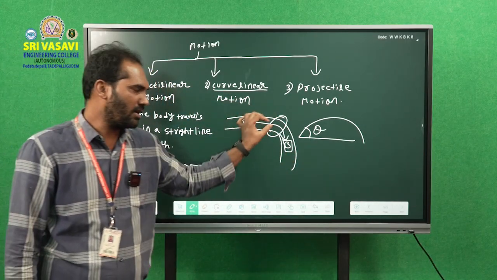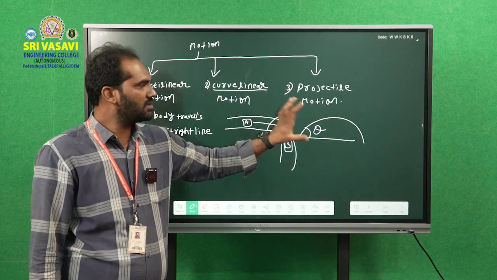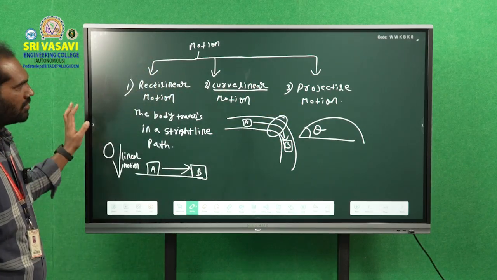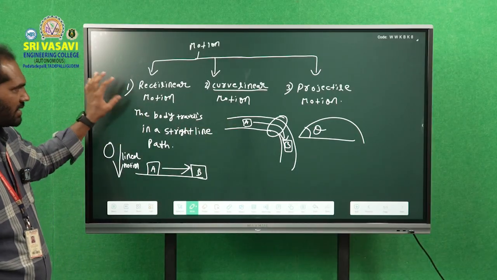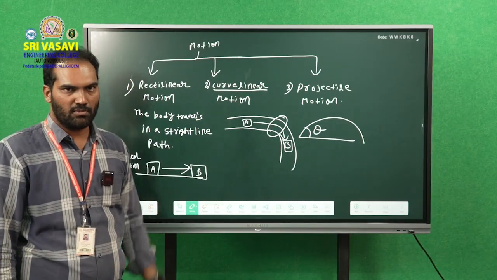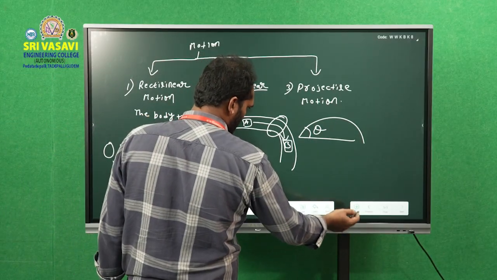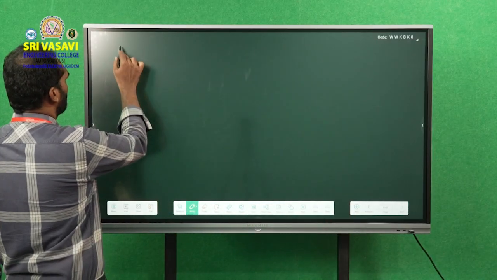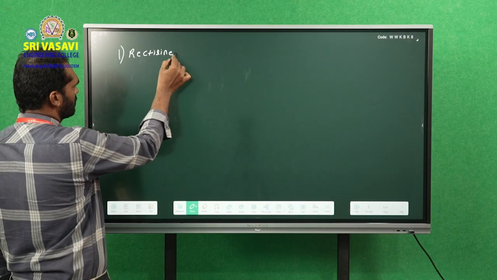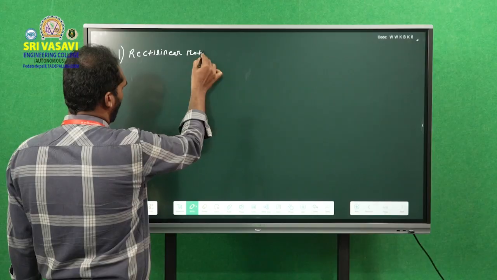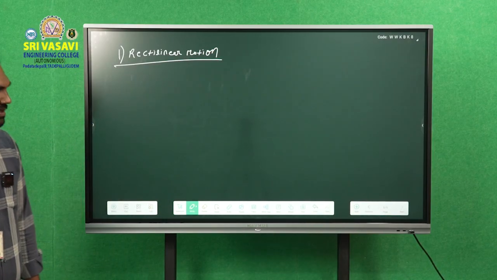And projectile: if an object is thrown upward with an inclination, that is projectile. In later sessions, we will discuss all three: rectilinear, curvilinear, and projectile motions. First of all, we come to rectilinear motion.